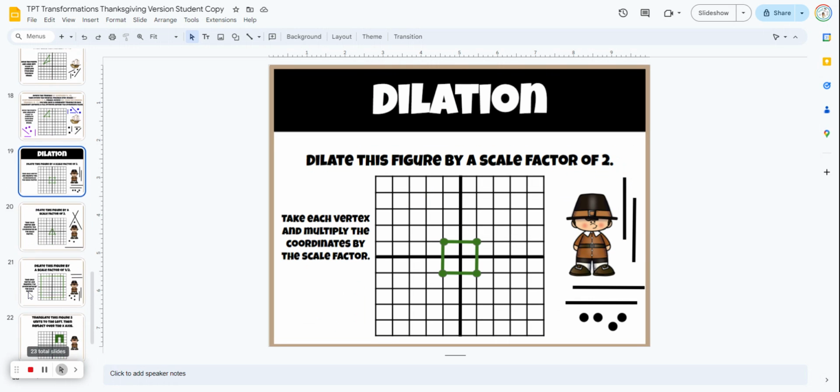Then we're going to move on to dilation. Dilation is changing the size of a figure without changing its shape by a scale factor. So this one we have a scale factor of 2. That means it's going to be larger. It's going to be 2 times larger. So we're going to take each of these points and multiply the coordinates by 2. So here (1, 1) will now be (2, 2).